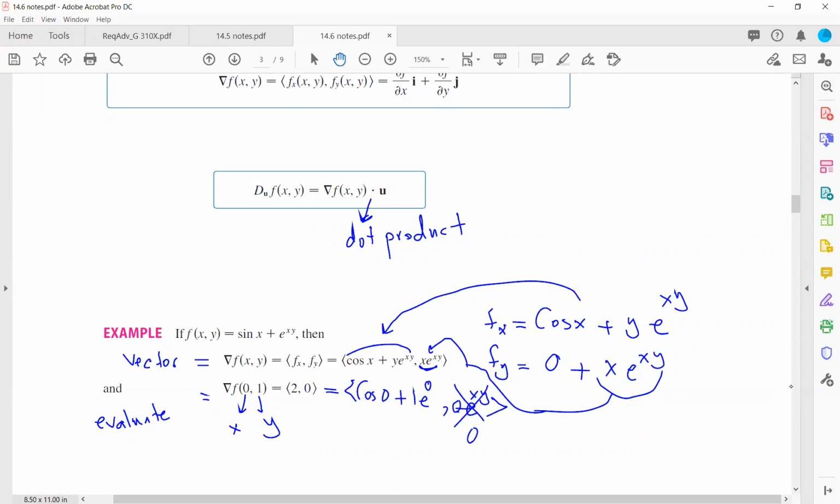This guy is just 0. And this is cosine 0, which is 1, plus e to 0 is 1, times 1 is 2. 1 plus 1 is 2, comma, 0.